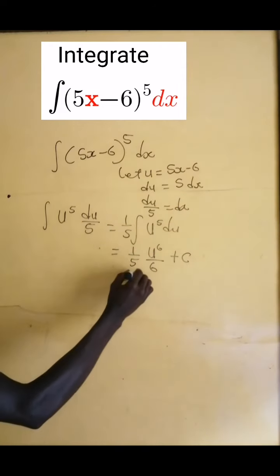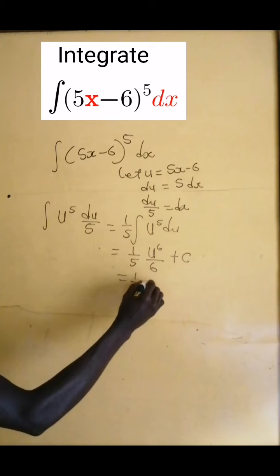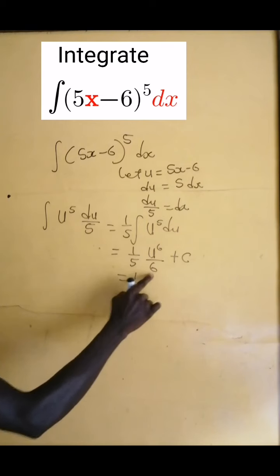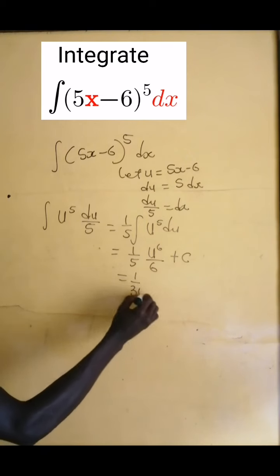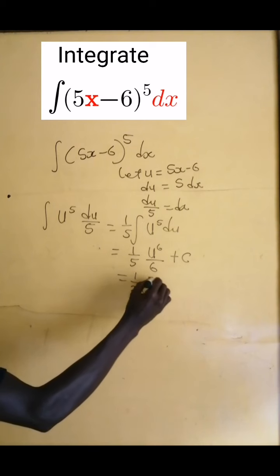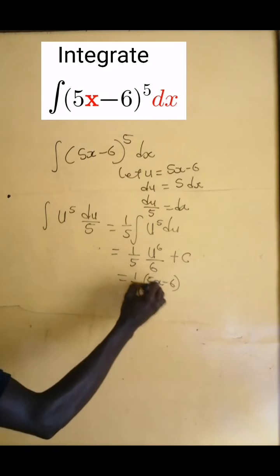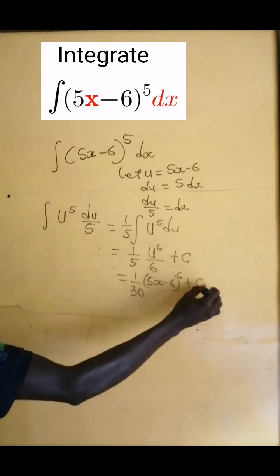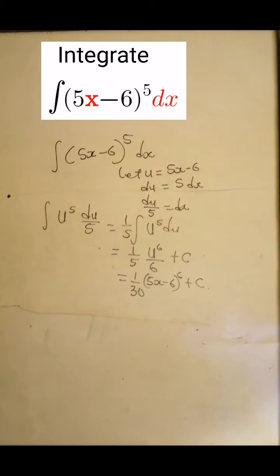This gives 1 divided by 5. Here 5 times 6 is 30, so we have 1 divided by 30, and u equals 5x minus 6. So we write (5x minus 6) all to the power 6 plus c.